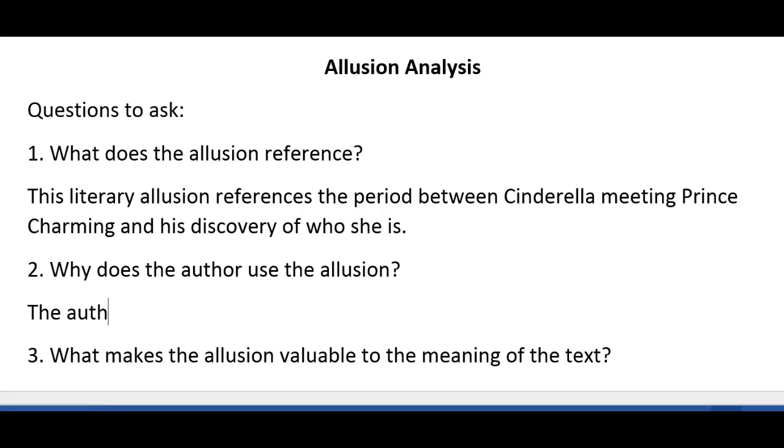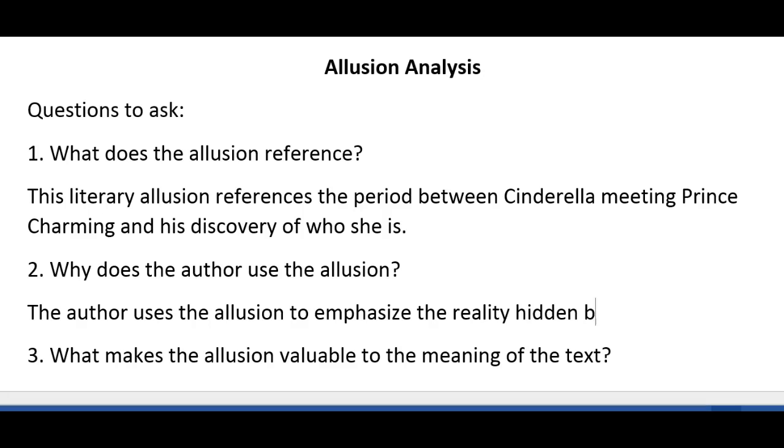That the author uses the allusion to emphasize the reality hidden beneath perception. That's a common motif you will see over and over again in literature and in life.